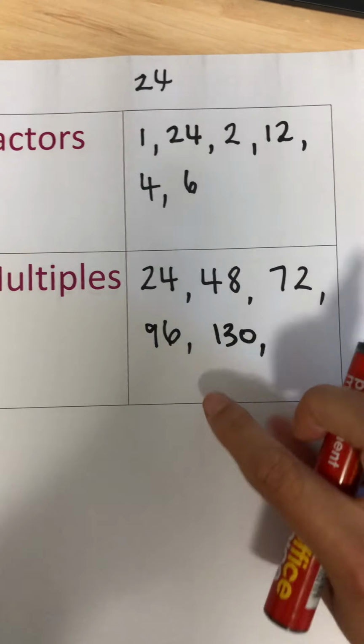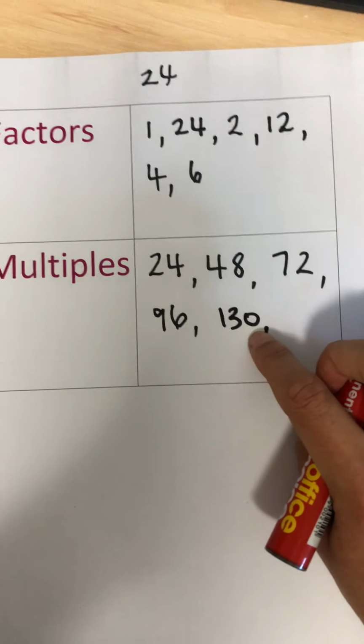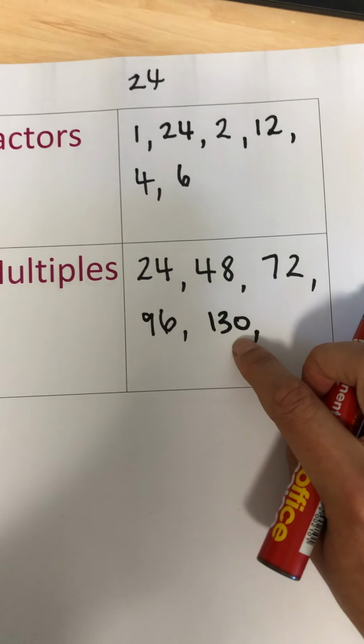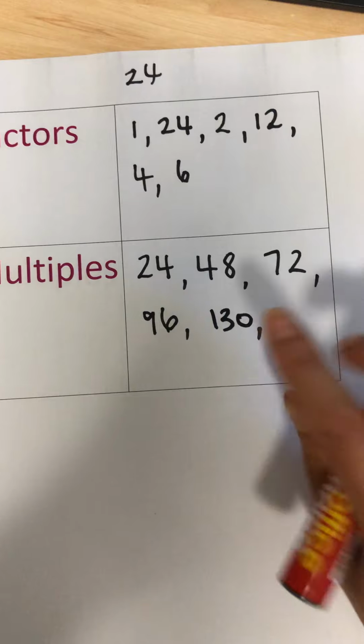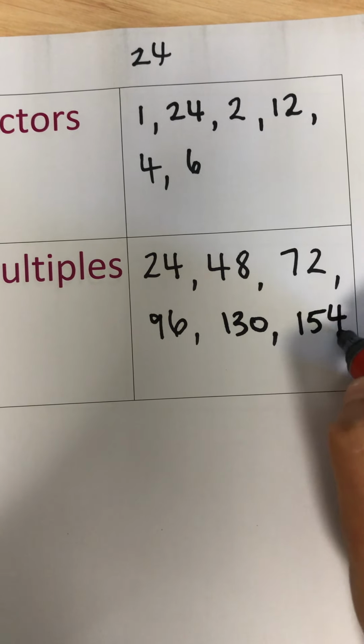Now I add 24 again. This is a little bit easier because this number is rounded off. My ones column is a 0, so it makes my life a little bit easier to add that 24. So I go 130 plus 24. I automatically know that it is going to be 154.